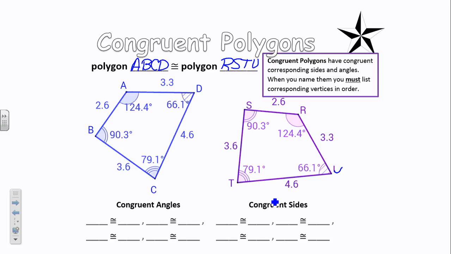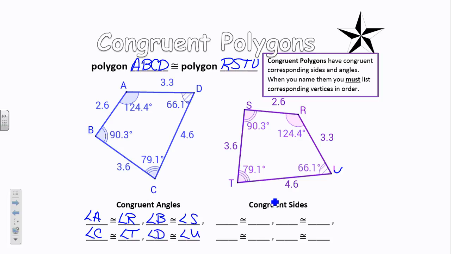Because you listed A first, and it corresponds to R, you can say angle A congruent to angle R. Since you listed B second, B has to be congruent to S, because angles B and S were both listed second. See how that saves you time? And then C has to be congruent to angle T. And then angle D has to be U.